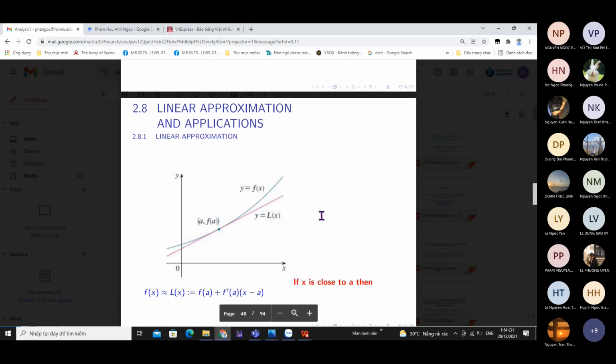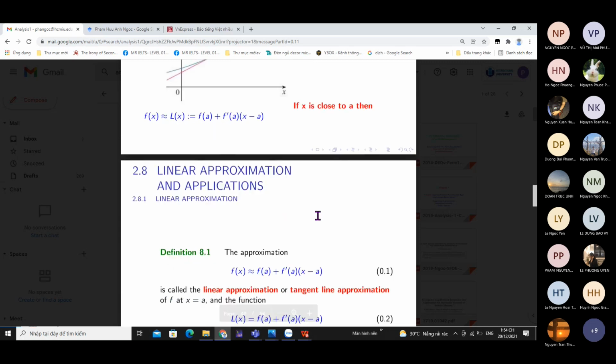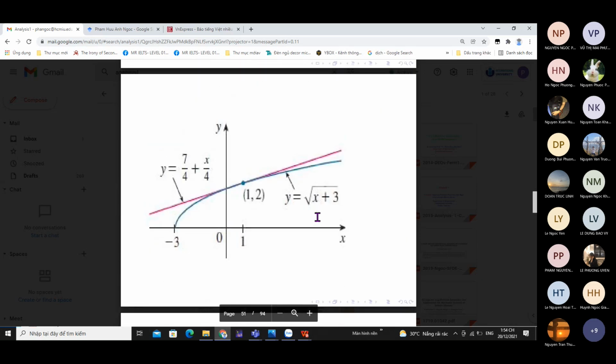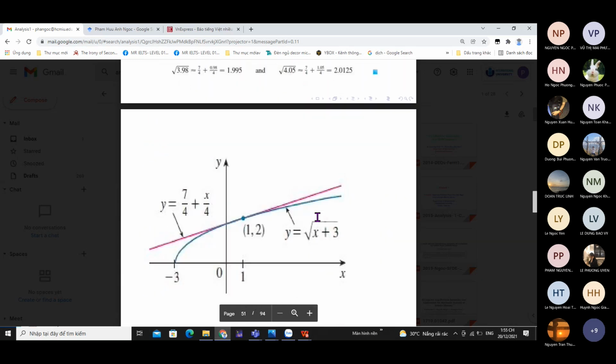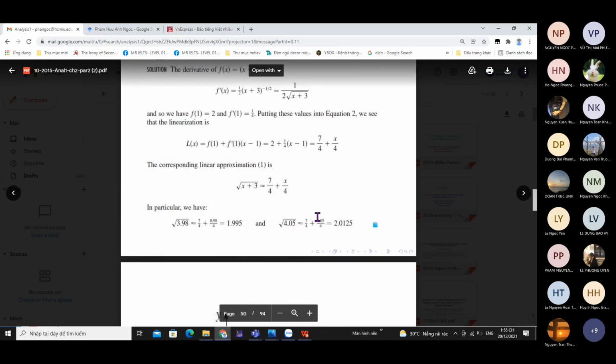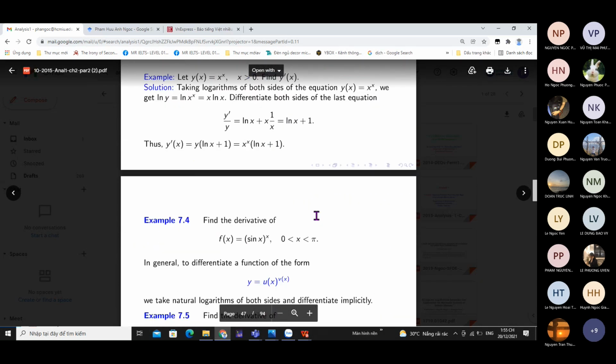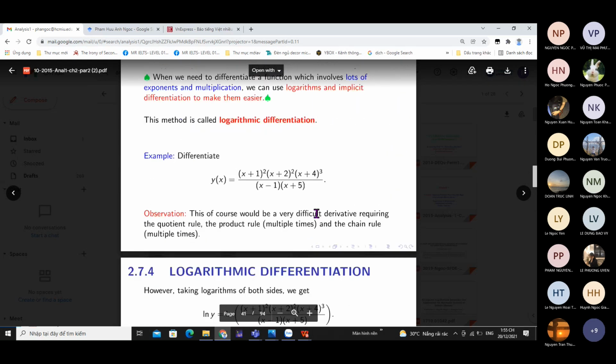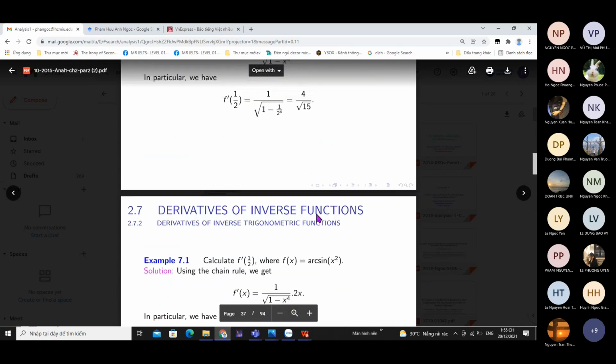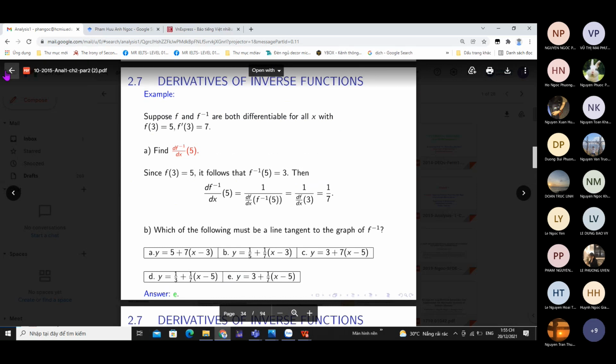All right, linear approximation. Maybe read it yourself. Read it yourself, and maybe you will learn it again when you go up to higher years, maybe in numerical analysis.